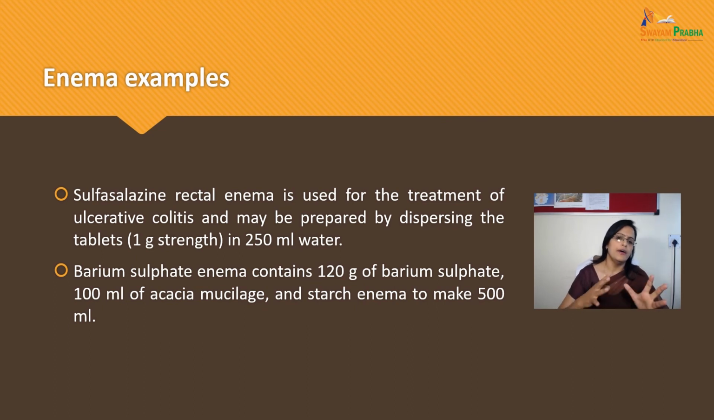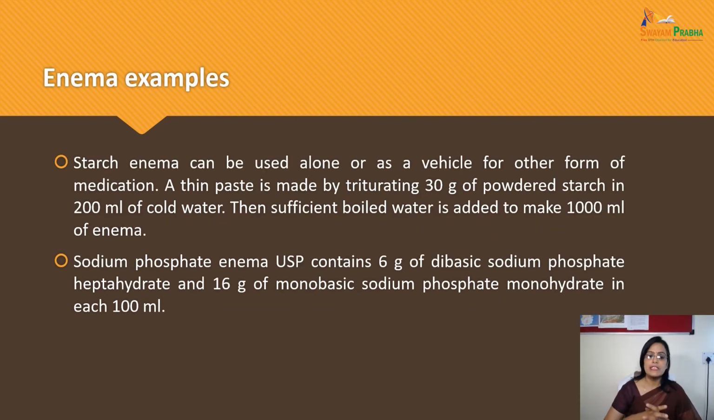Okay, and barium sulfate enema containing 120 gram of barium sulfate, 100 ml of acacia mucilage and starch enema to make 500 ml. Starch enema can be used alone or as a vehicle for other forms of medication. A thin paste is made by triturating 30 gram of powdered starch in 200 ml of cold water. Then sufficient boiled water is added to make 1000 ml of enema. This is followed by reheating the preparation.